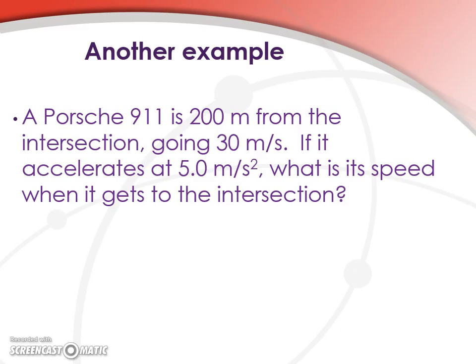So another example, maybe one not quite so simple in some ways. If we take a car 200 meters from an intersection going 30 meters per second, if it accelerates at 5 meters per second squared, what's its speed when it gets to the intersection? So this is kind of an interesting challenge, right? Because we're not going to know the time when it reaches the intersection, and we don't want to solve for that time if we don't have to.